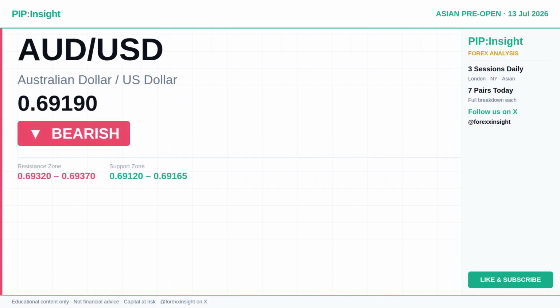Aussie dollar. The chart is showing bearish structure on this session. The 4-hour trend is to the downside and the 1-hour is also pointing lower. Resistance is marked between 0.6932 and 0.6937. Support is marked between 0.6912 and 0.69165. Here is the full chart breakdown.